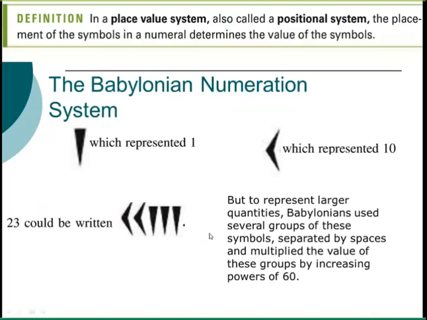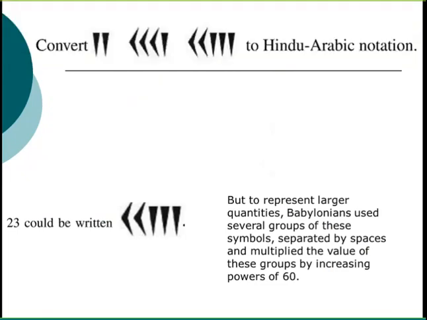To represent larger quantities, Babylonians used several groups of these symbols, separated by spaces, and multiplied the values of these groups by increasing powers of 60. So they had a base 60 system, which is odd. Instead of base 10, they use base 60, but it shouldn't be too odd to us because that's exactly the number system that we use for counting time.